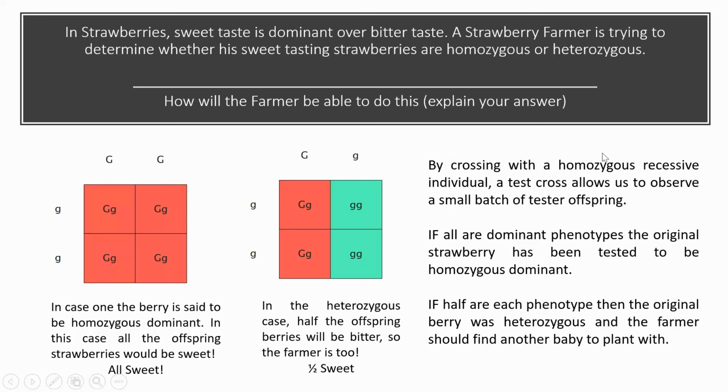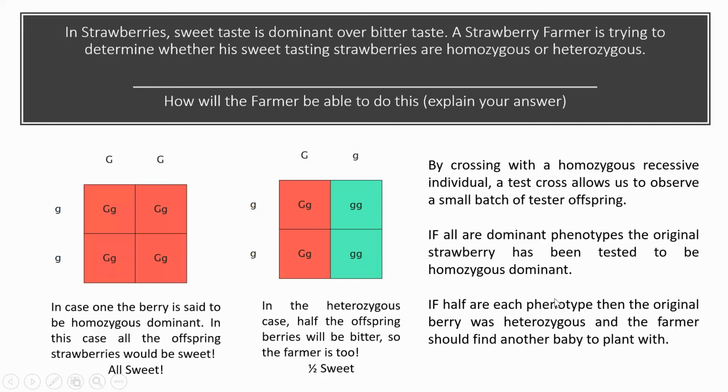By crossing with a homozygous recessive individual, a test cross allows us to observe a small batch of tester offspring. If all offspring are dominant phenotypes, the original strawberry has been tested to be homozygous dominant. And if only half are each phenotype, then the original berry would have had to have been heterozygous, so it could pass on either type of allele. And that would mean the farmer wouldn't be as happy about planting it. But that's what a test cross is.